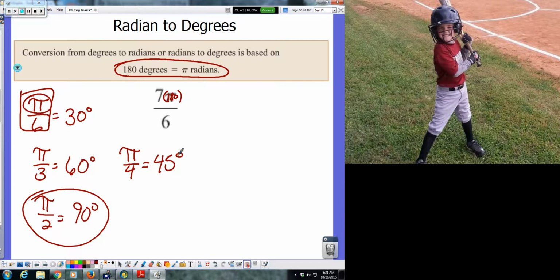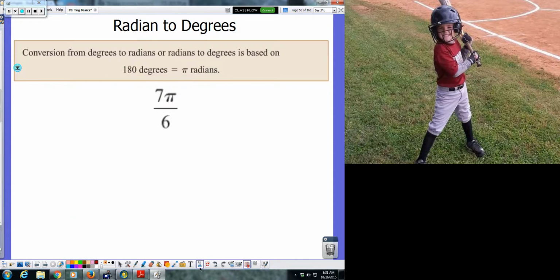Now let's go to this problem that I just put up here. 7 pi over 6. This is not pi over 6, this is 7 pi over 6. Here's my shortcut. Just do that first. If you can do 18 divided by 6, you can do 180 divided by 6. 18 divided by 6 is 3. What is 180 divided by 6? 30, right? Guys, this is simply 7 30s. If you can do 7 times 3, you can do 7 times 30. 7 times 3 is 21. 7 times 30 is 210 degrees.